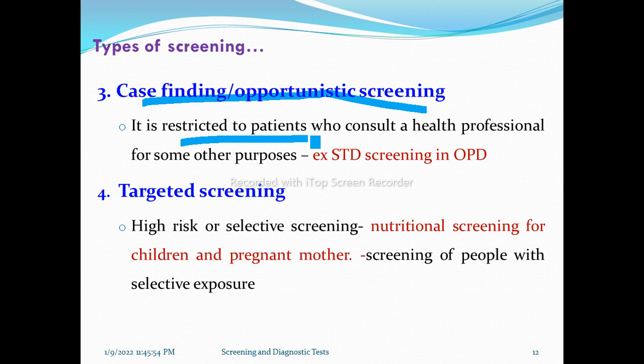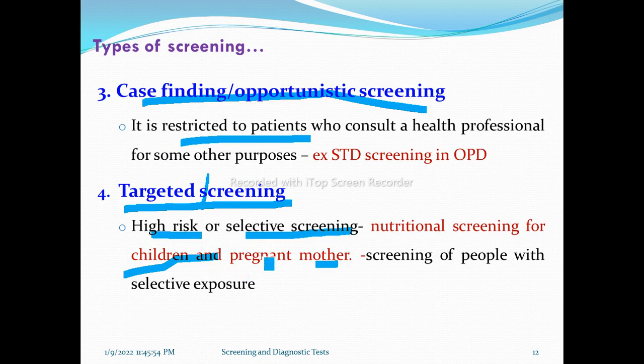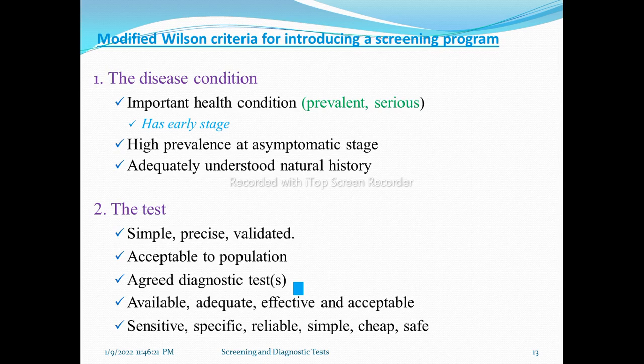The last type of screening is targeted screening, or we can say selective screening. This is known as high risk screening or selective screening. In this case, nutritional screening is done for children and pregnant mothers. Screening of people with selective exposure. So based on selective exposure, they will be screened. For instance, based on nutrition, children or pregnant mothers will be screened. Based on some exposure, they will be screened. So this is known as selective screening based on risk factor. So we have seen 4 types of screening.